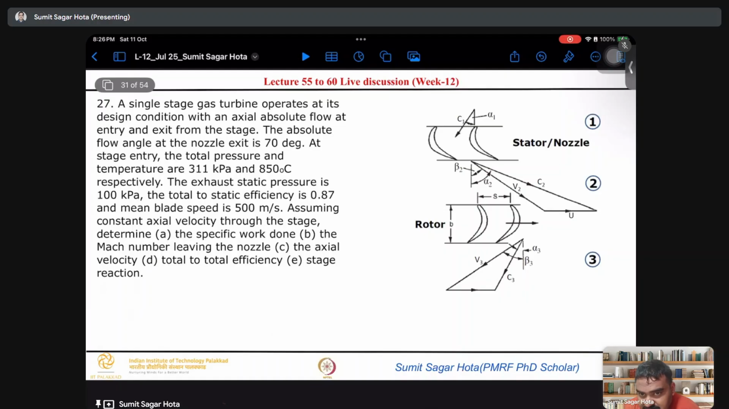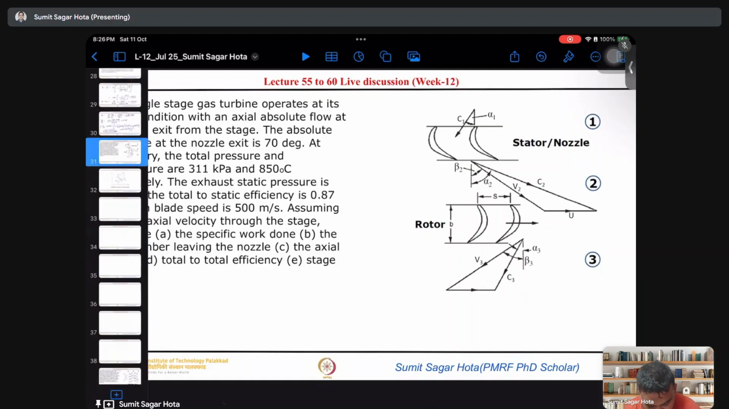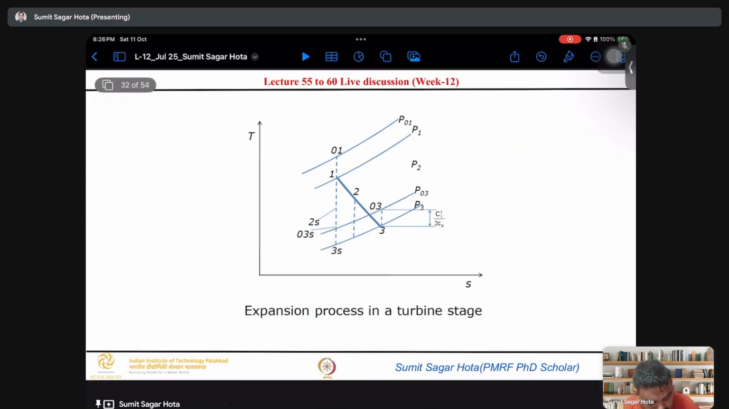The total to static efficiency is 0.87 and mean blade speed is 500 meter per second. Assuming constant axial velocity through the stage, determine the specific work done, the Mach number leaving the nozzle, the axial velocity, the total to total efficiency, and the stage reaction. Okay, on the right side the diagram is already given for the stator nozzle and the rotor. Let's start solving. The TS diagram also I have drawn. Okay, this is the TS diagram for this question.